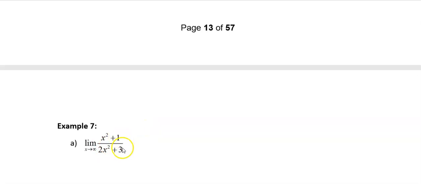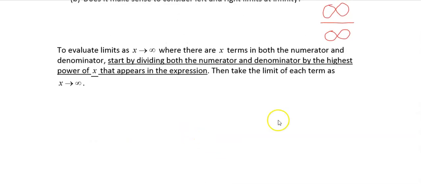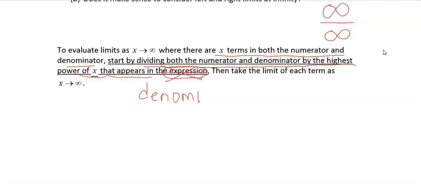You divide the numerator and the denominator by the biggest power of x that's in the denominator. Now, the explanation they have here, they've got an error in it. So I'm going to tell you what the error is, and I'd like you to fix it. To evaluate limits as x goes to infinity, where there are x terms in both the numerator and the denominator, start by dividing both the numerator and denominator by the highest power of x that appears in. Now, there's the mistake. That should not be expression. That should be the word denominator. So could you change that, please?